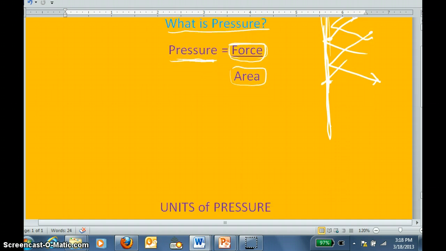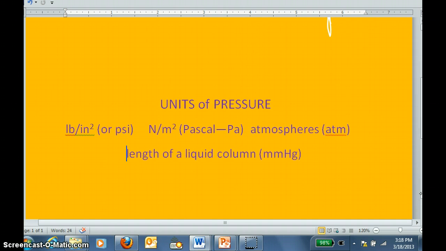Now, how do we measure pressure? What units do we use? Well, there's the good old British units used by very few folks other than Americans. But we in America measure our force in pounds of force, and our surface area in square inches. And so pounds per square inch is one way to measure force. We sometimes refer to it as PSI, for pounds per square inch.